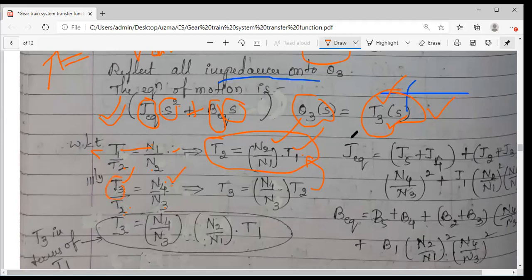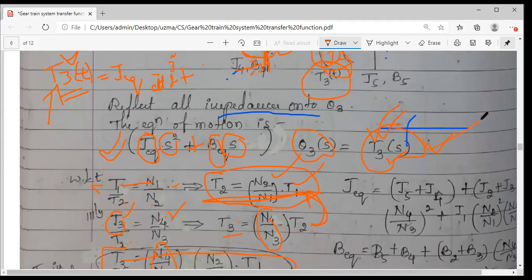So T3, which I have to replace, is N4 by N3 into T2, and take the value of T2 from this equation. So T3 is equal to this ratio N4 by N3 into T2. What is T2? N2 by N1 into T1. Hope you understood this. So this is the equivalent value we got. Once this is got, what is the next step? Substitute in this equation.